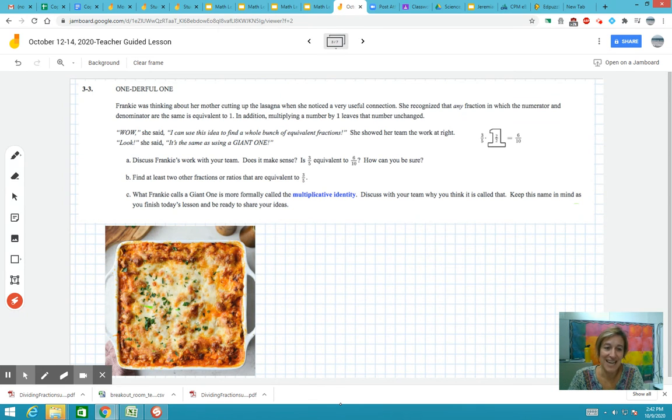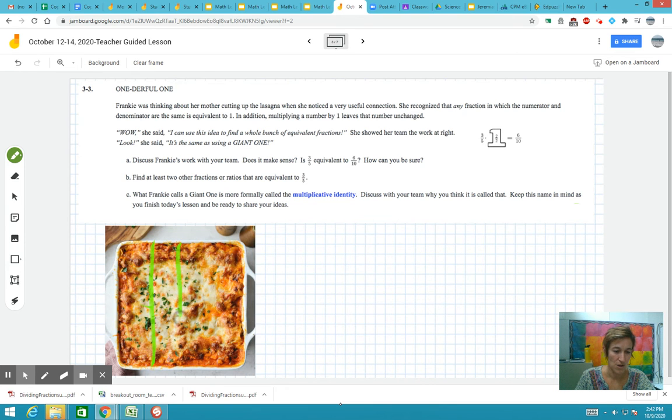So now we're going to discuss Frankie's work. Does this make sense? Is 3/5 equivalent to 6/10? And how can we be sure? Because we're in this distance learning environment, we're going to use this lovely, delicious lasagna and try to demonstrate that 3/5 is in fact equal to 6/10. To begin, we're going to split this lasagna into fifths.